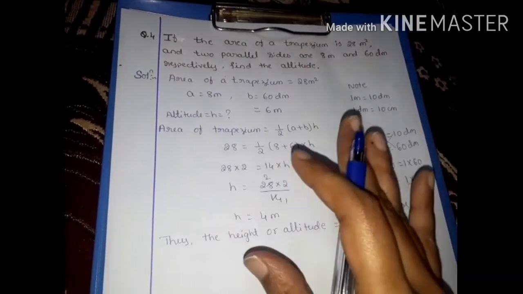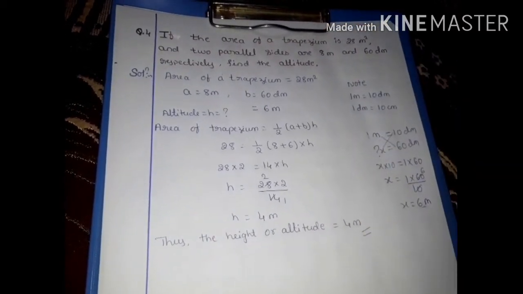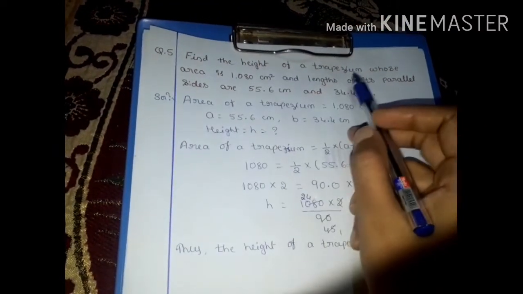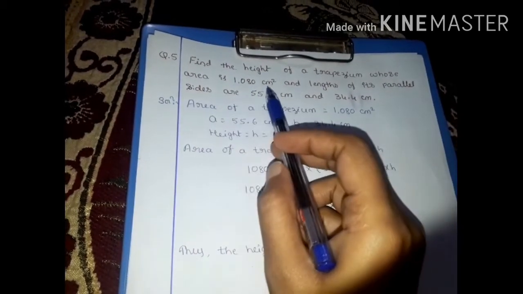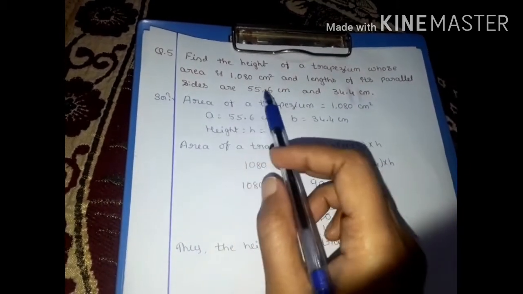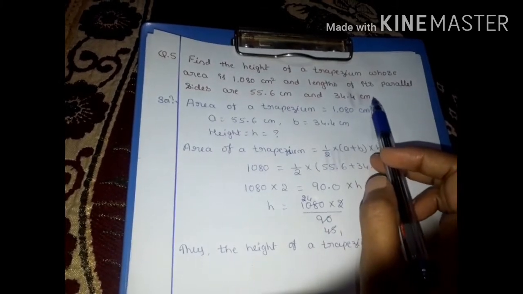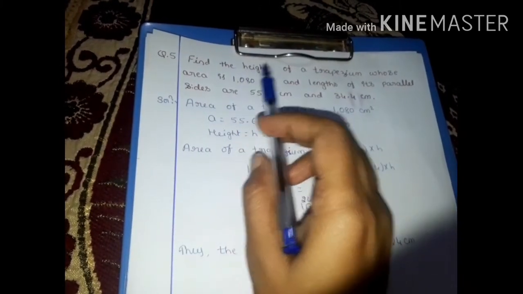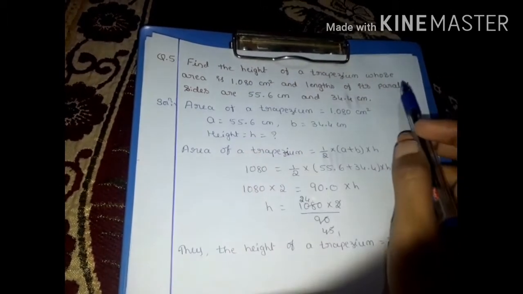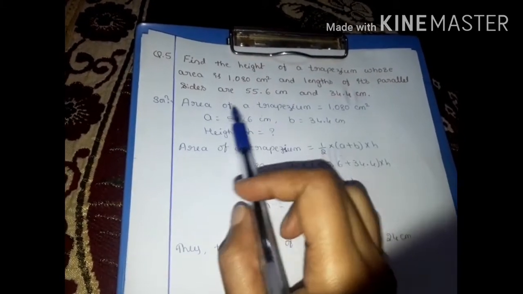In this you have to keep in your mind how to convert decimeter to meter. Question number 5. Find the height of a trapezium whose area is 1080 centimeter square and the lengths of its parallel sides are 55.6 centimeter and 34.4 centimeter. Here you have to find the height of a trapezium. The total area is given, and also the lengths of the two parallel sides are given.